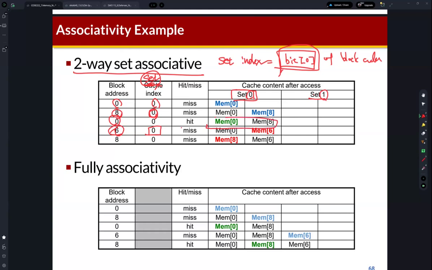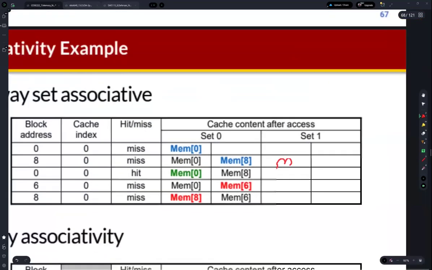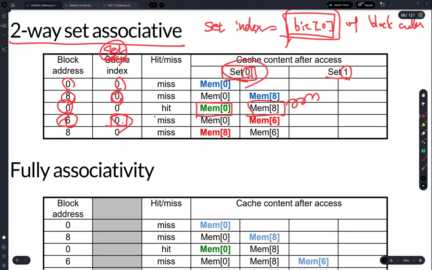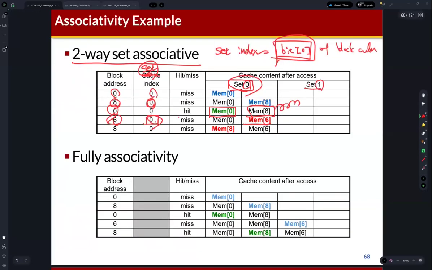In this case, we need to select which block will be evicted. Because 6 is a new access to the cache, but there is no empty block in the target set, whose set index is 0, we need to determine which block will be evicted. In this case, mem8 is evicted because mem0 was accessed recently. We will also learn about the cache replacement policy later. So memory 6 is allocated, and it's a miss.